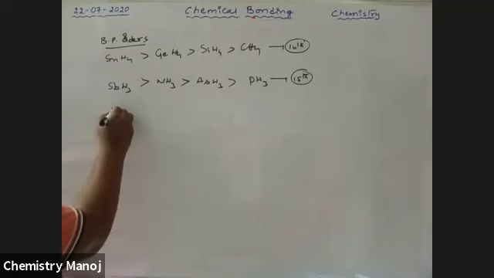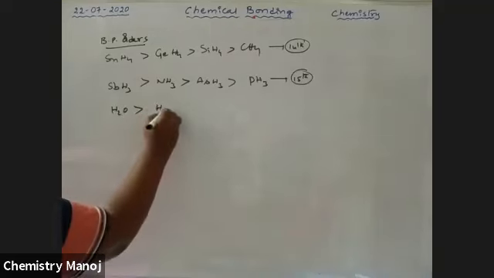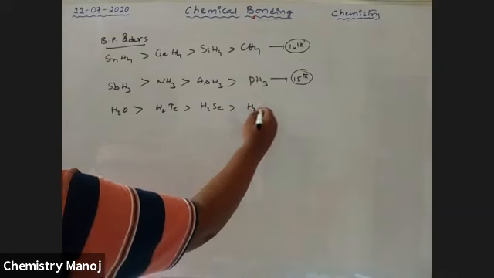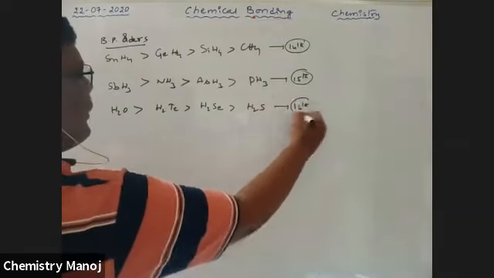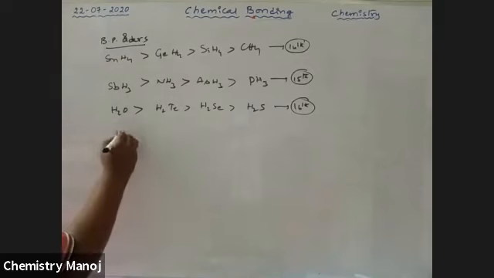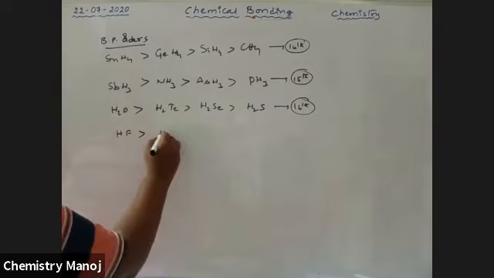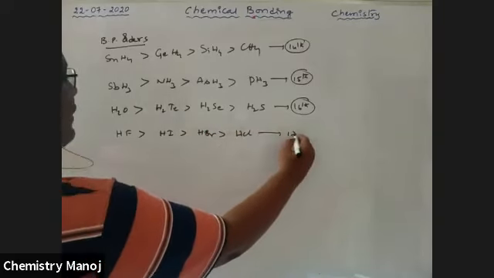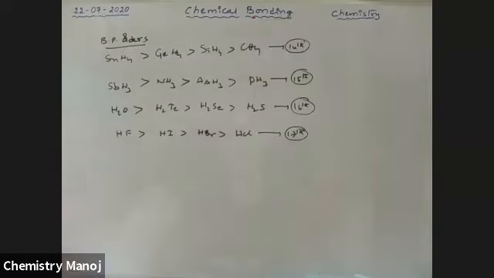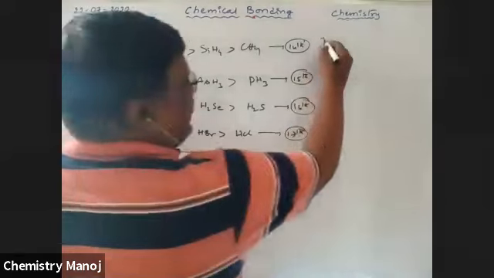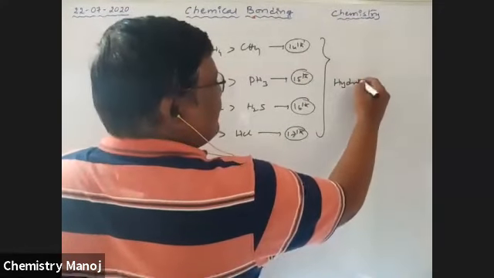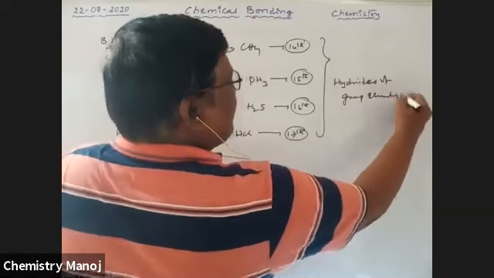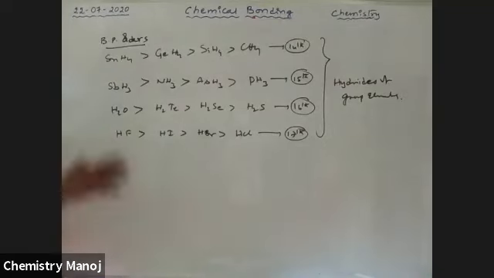Next, 16th group elements: H2O greater than H2Te greater than H2Se greater than H2S. For 17th group elements, HF greater than HI greater than HBr greater than HCl. So these are the hydrides of group elements, and these are all boiling point orders.